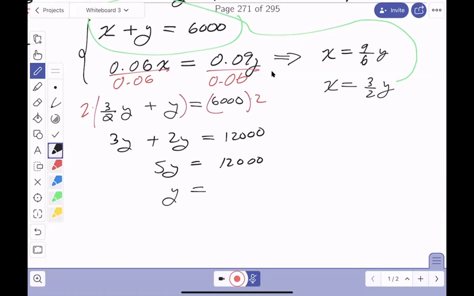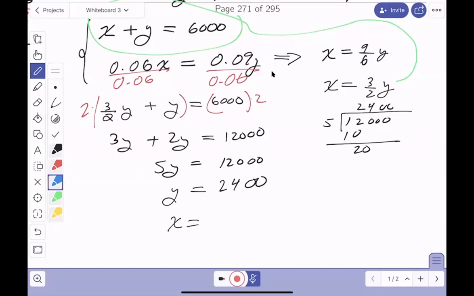Right? So let's see, 5 into 12,000. I'll write that down for you. 12,000 divided by 5. Well, that goes in 2, right? That would be 10, 2, 0. That's 4. So 2,400. So I know what y is. It's 2,400. Now I'd like to know what x is as well. I'm no longer thinking about the problem, I'm just thinking about this thing over here. And if y is 2,400, x would have to be 3,600.